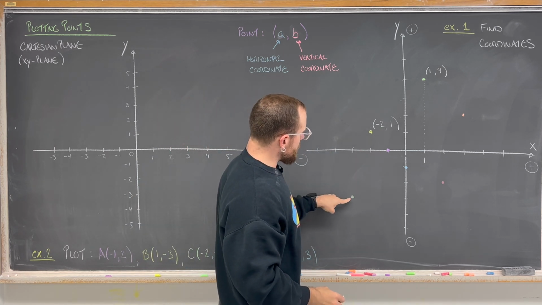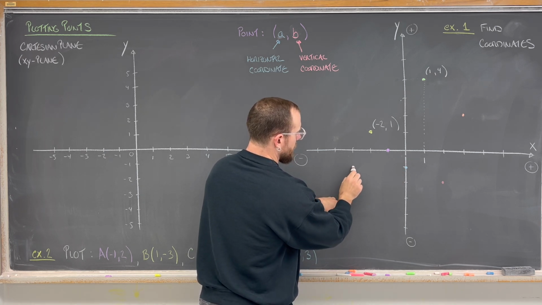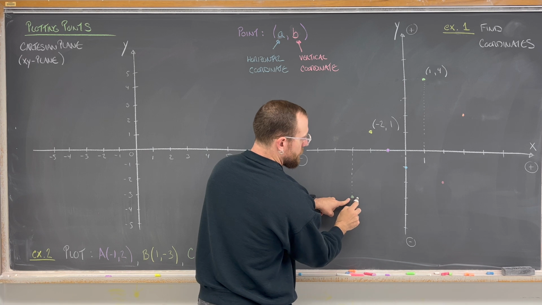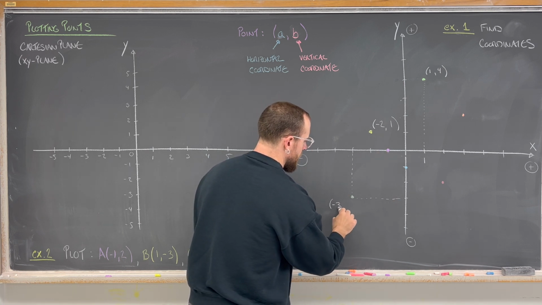Moving on, this point over here, let's see, it's 3 units to the left of the origin, and it's 3 units below the origin. So its coordinates are -3, -3.